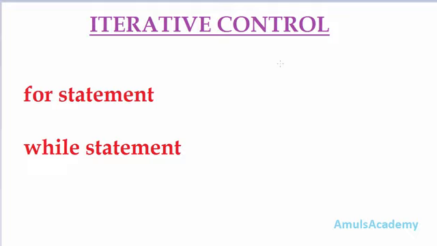In the previous class we discussed the selection control statements. Today in this tutorial we are discussing the iterative control statements. These iterative control statements repeatedly execute the instruction, so these are also referred to as loops. That is, the for statement is also called the for loop and the while statement is also called the while loop. Okay, first we'll discuss the for loop.